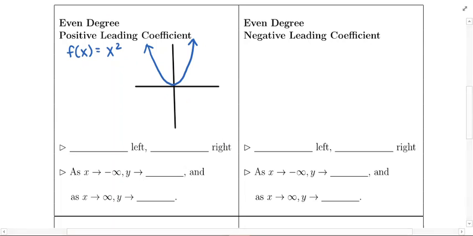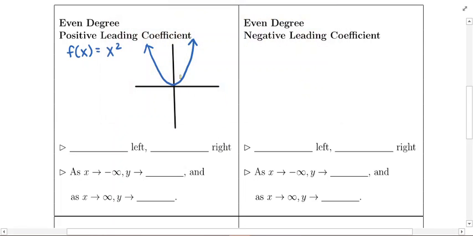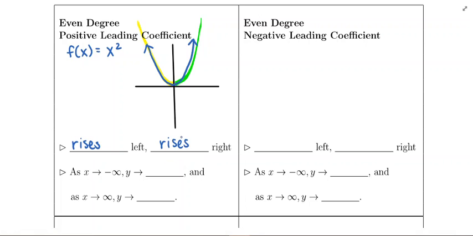So to fill this out, let's just trace the curve. It says what's happening to the left. Well, to the left, we're rising. So we're going to write rises left. And what is happening to the right? If we travel along the right curve, we're also rising. So we're going to say rises left and rises right. Basically, that's the layman's terms of describing what's going on here.